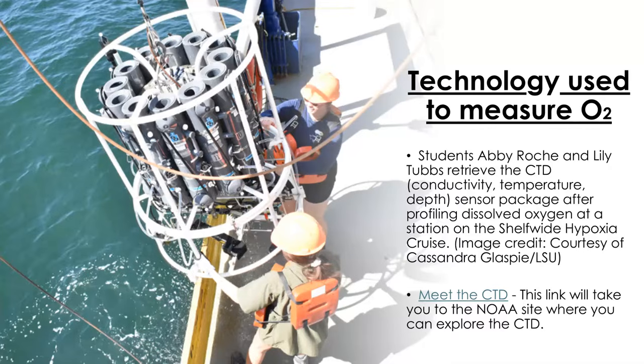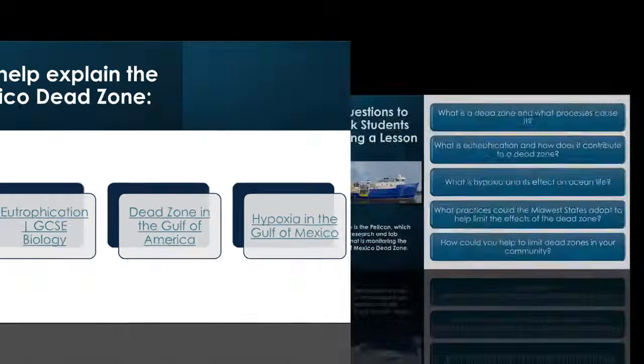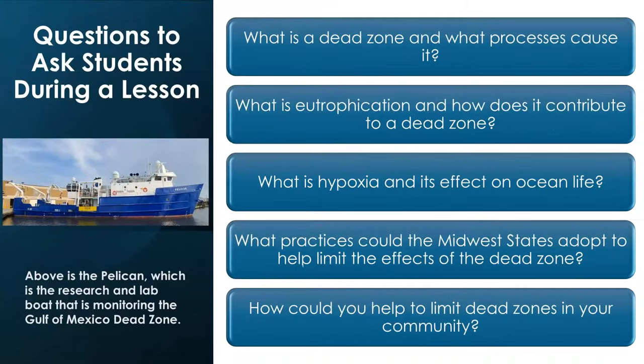These are links to videos that you might use to supplement your lesson and help students better understand the dead zone and how eutrophication and hypoxia affect the dead zone. Listed here are some thought-provoking questions that you can ask your students to check for their understanding of the dead zone during a lesson. In the image you can see the Pelican, which is the research and lab boat that is monitoring the Gulf of Mexico dead zone.